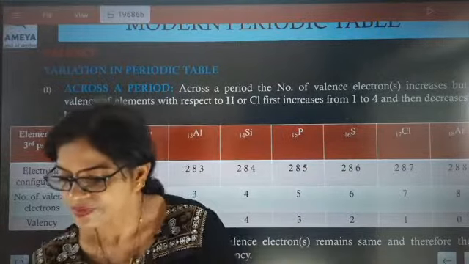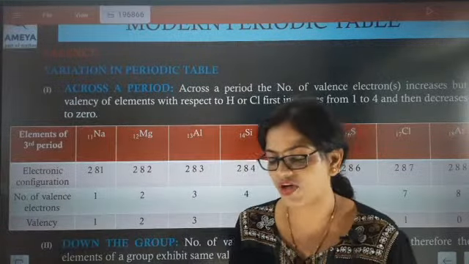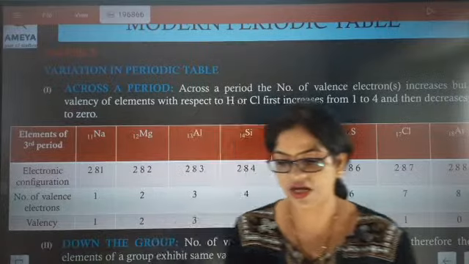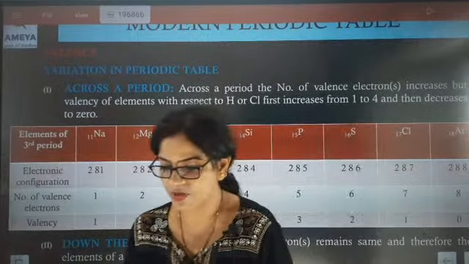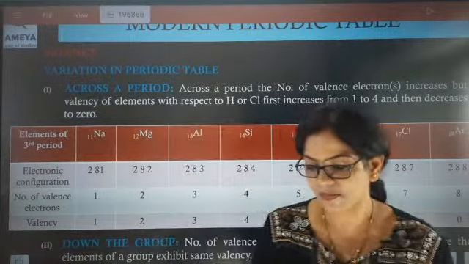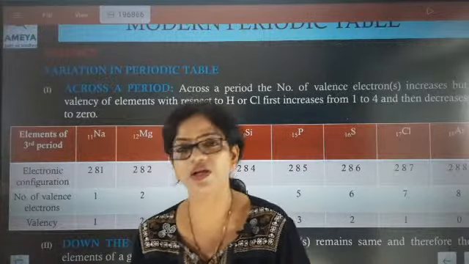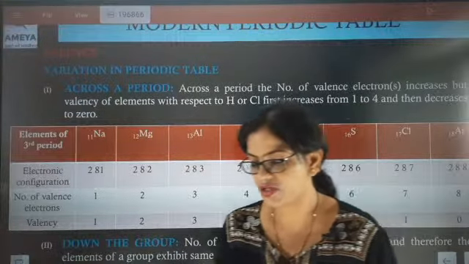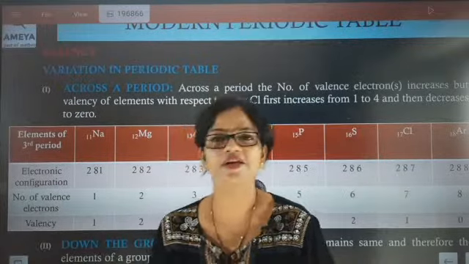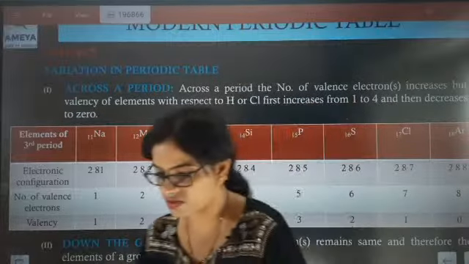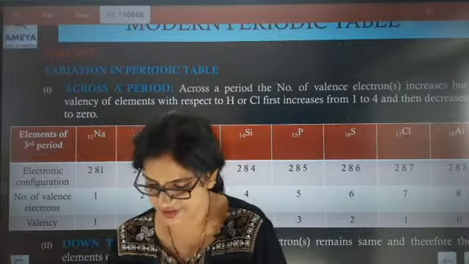Kamya, good evening. I'm just waiting for children to join as fast as possible so that I'll start asking some questions based on periodic classification. Because now heredity part is only left, and heredity and evolution. After that, already revision panel is going on to discuss that also. Okay, fine.